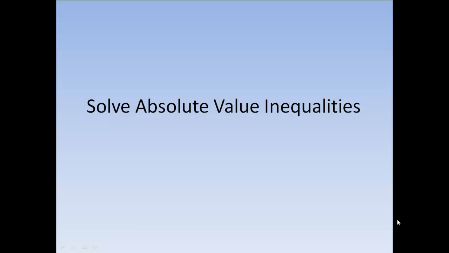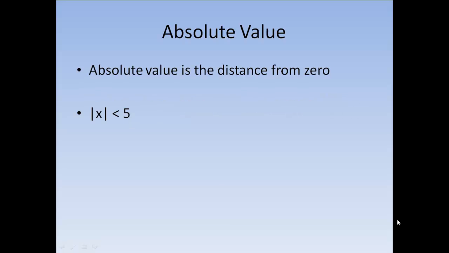We are going to look at how you solve absolute value inequalities. And the first thing, just a reminder that absolute value is the distance from zero. Well, now when we have an absolute value inequality, we still have an absolute value, so we're still working with a distance from zero. The only difference now, instead of being an equal sign, we have an inequality sign. So now let's think about what this would look like on the number line.